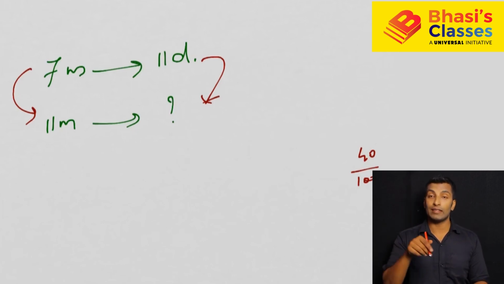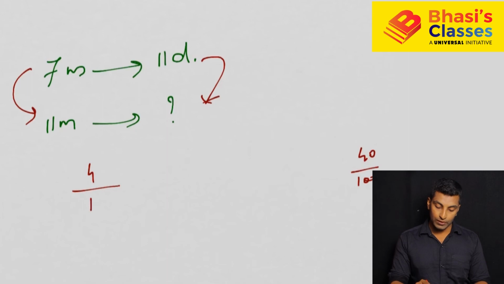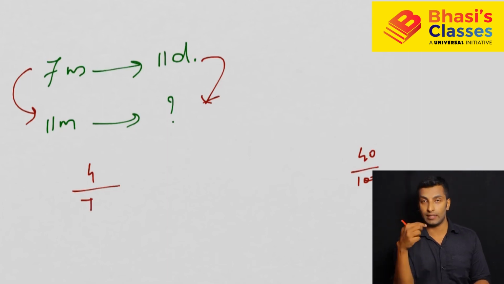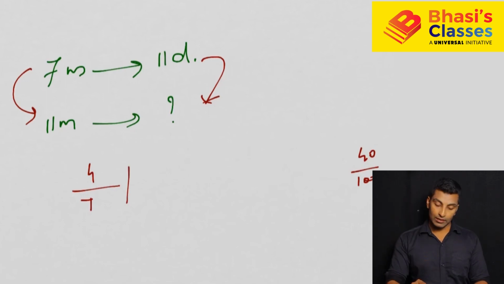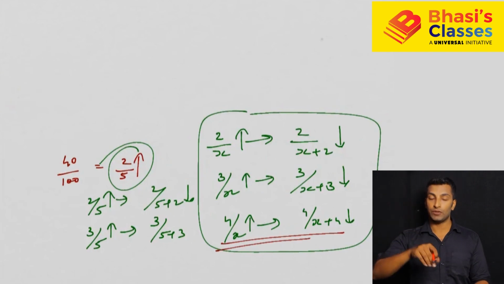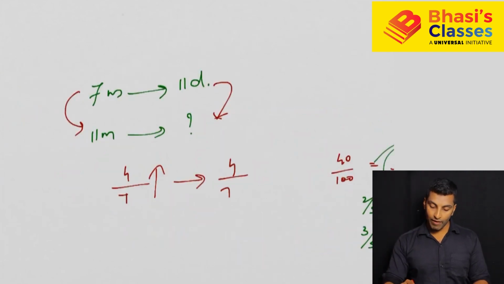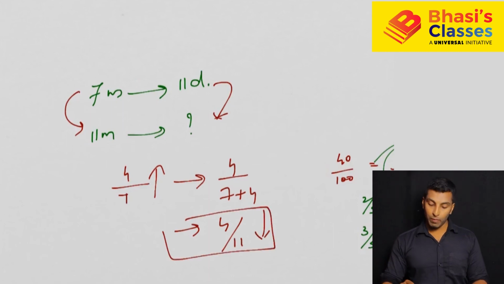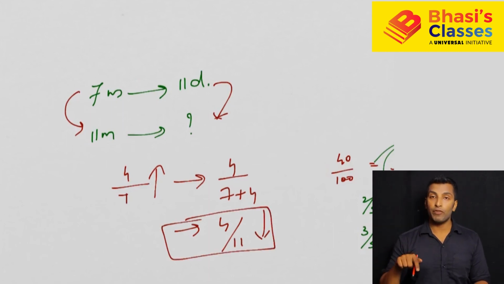So 7 to 11, what is the increase? 4 is the increase on top of 7. This is how you will calculate percentage: absolute change by initial value. So here absolute change is 4 divided by 7. Or you understand in this way, change is 4 on top of 7. So 4 by 7 increase will lead to, if you see, 4 by x means 4 by x plus 4. So 4 by 7 plus 4. That means 4 by 11 decrease. 4 by 11 decrease will be there on number of days.